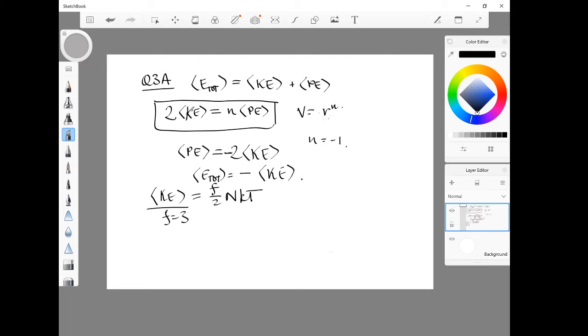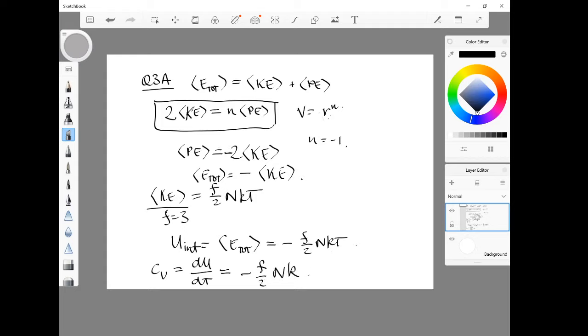And so then our total internal energy, which is just equal to our average total energy, is equal to minus F on 2 nkT. And so by the definition of the heat capacity, you end up with dU/dT, which is equal to minus F on 2 nk. And so the weird thing about the heat capacity here is that it's negative.